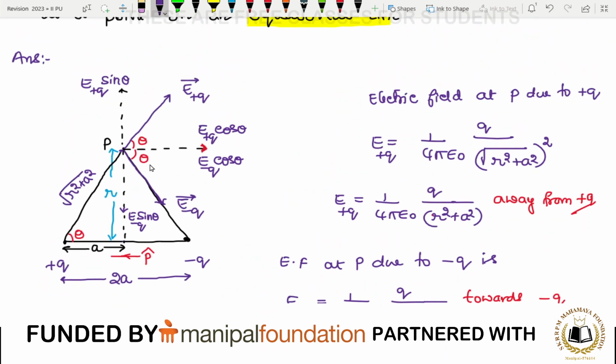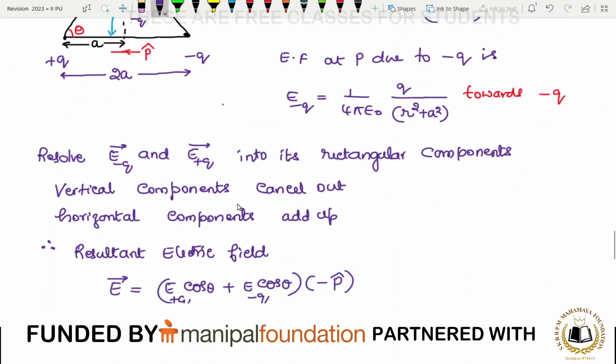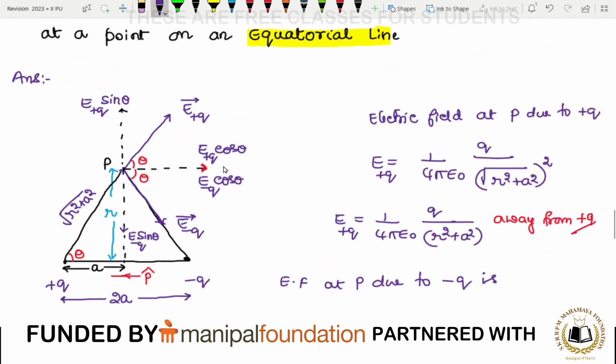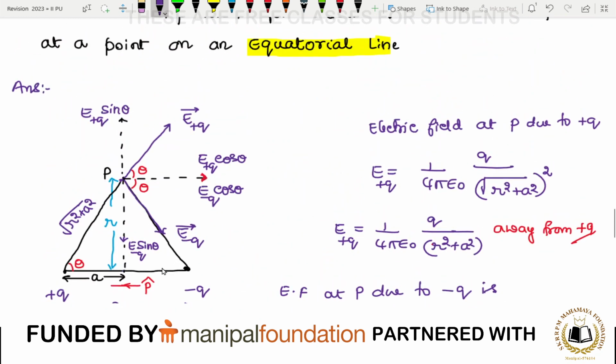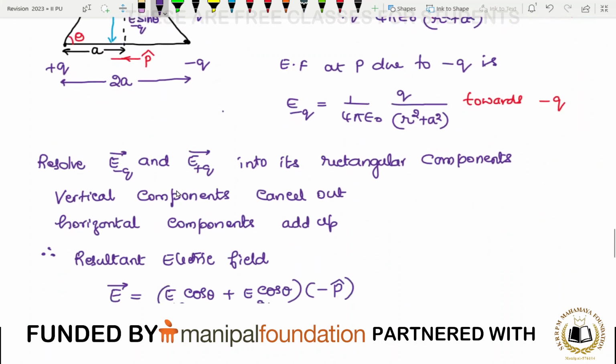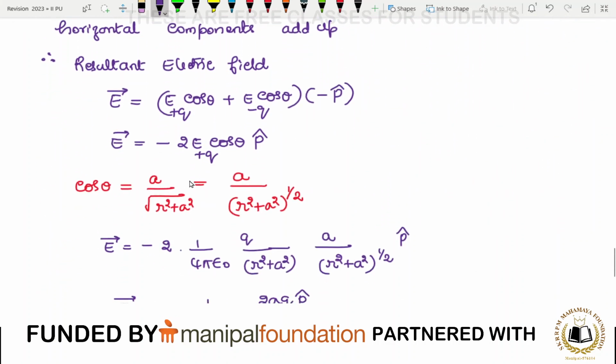So theta and theta we have marked here. Resolve this theta: E plus Q sin theta, and E minus Q sin theta. The horizontal components add up, so they result in the electric field. Add both. A minus P cap comes because the electric field is in this direction. Dipole moment is from where to where? Minus Q to plus Q. Both are in opposite directions, so minus P cap is the notation. So add both: minus E plus Q cos theta P cap.